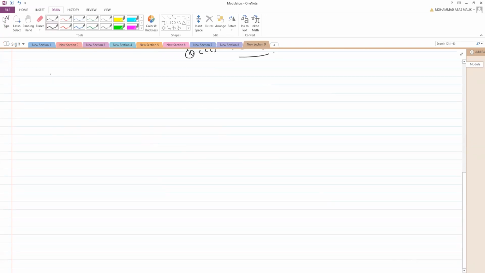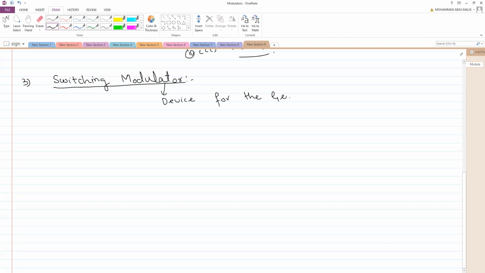Okay. Now, today we will start with another modulator, pretty important, that is the switching modulator. And this is nothing but a device for the generation of AM waves. These are all devices for the generation of AM waves. You can see this is a device for the generation of AM waves. Okay, amplitude modulated wave.